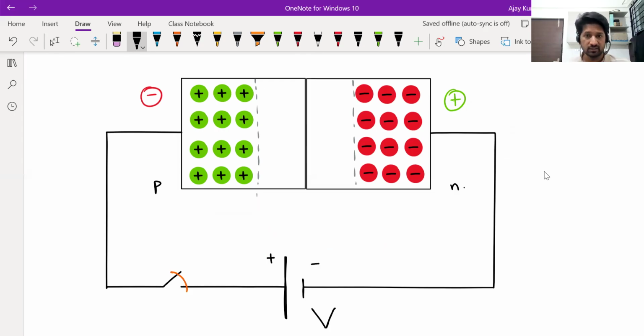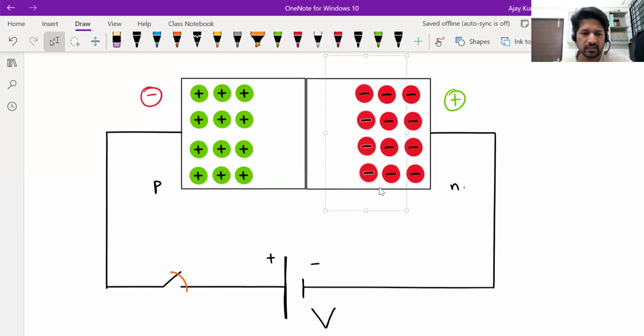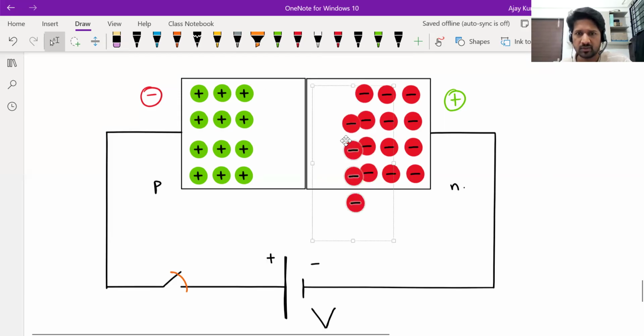Now, if the electric field is not there in the depletion region, then there will not be a potential barrier. Or if the electric field in the depletion region becomes weaker, the potential barrier will become weaker. Basically what happens is something like this: more electrons will be able to jump over from the P side to the N side. Now, if that electric field is not there, or if that electric field is weaker, basically the depletion region becomes narrower.